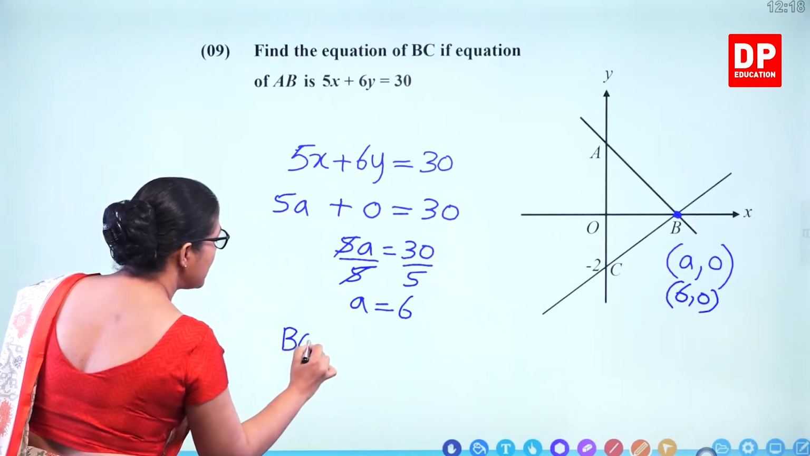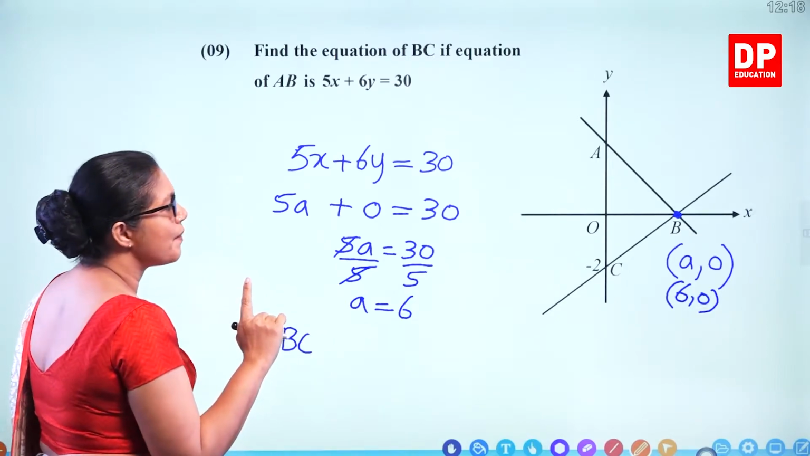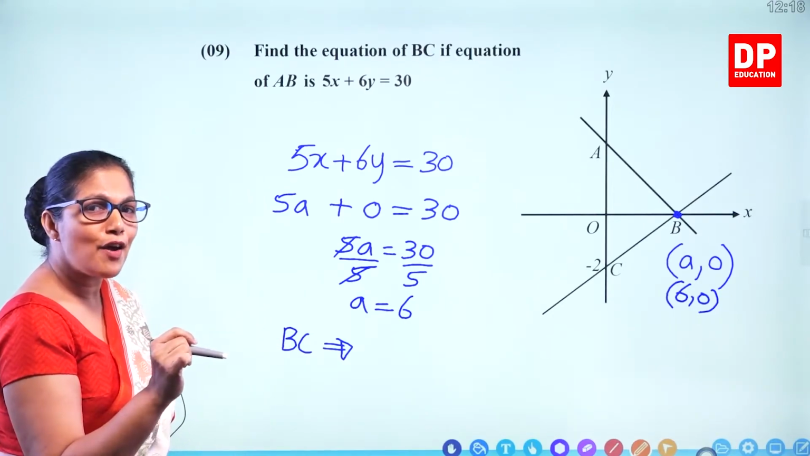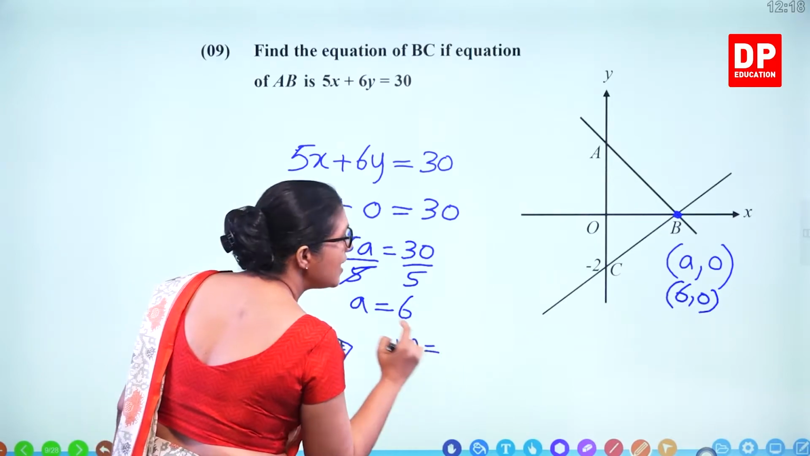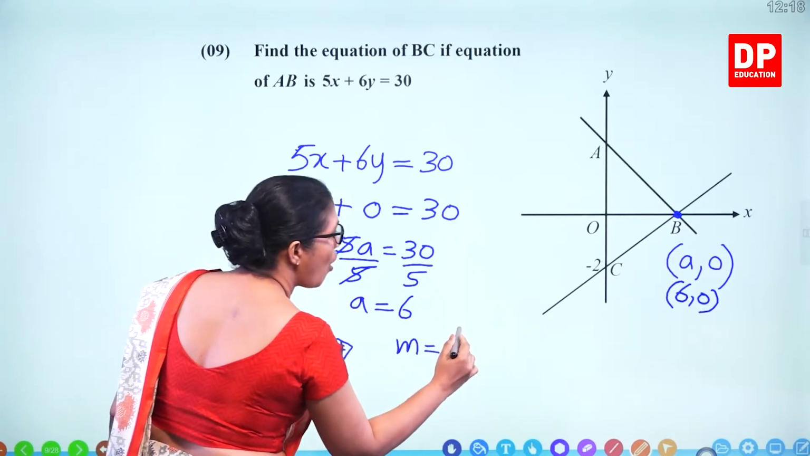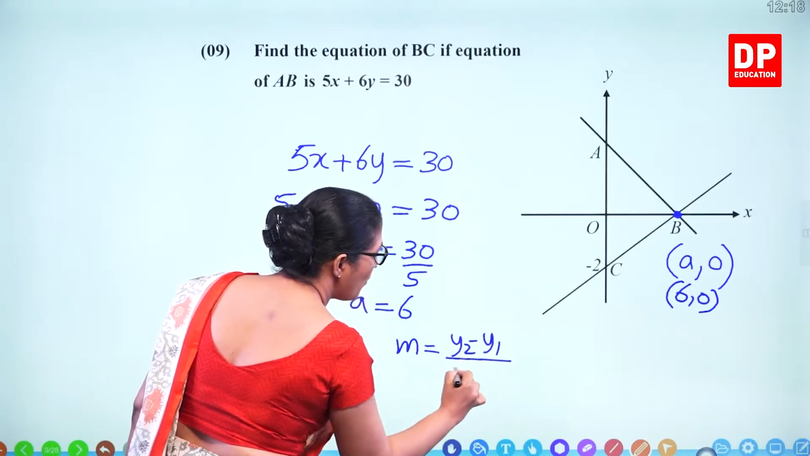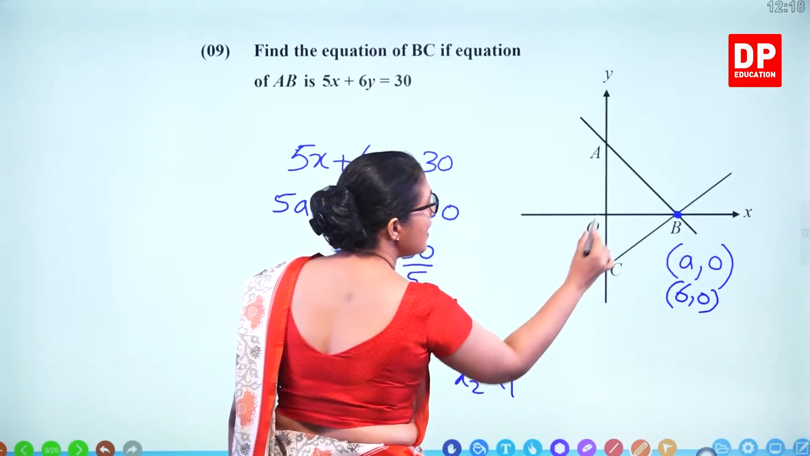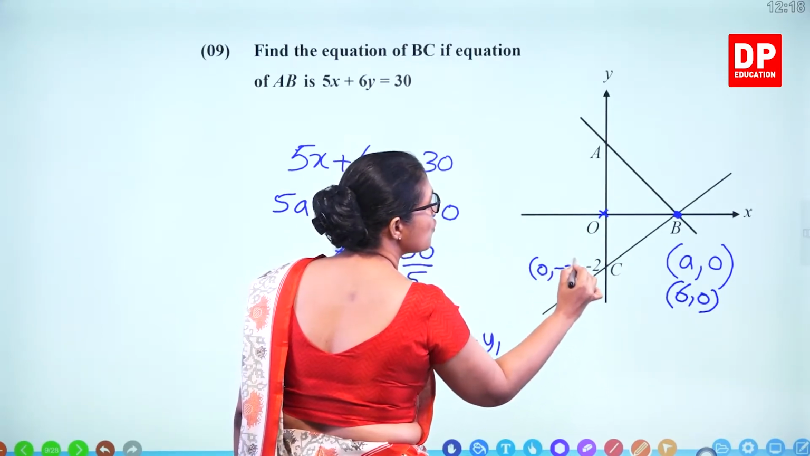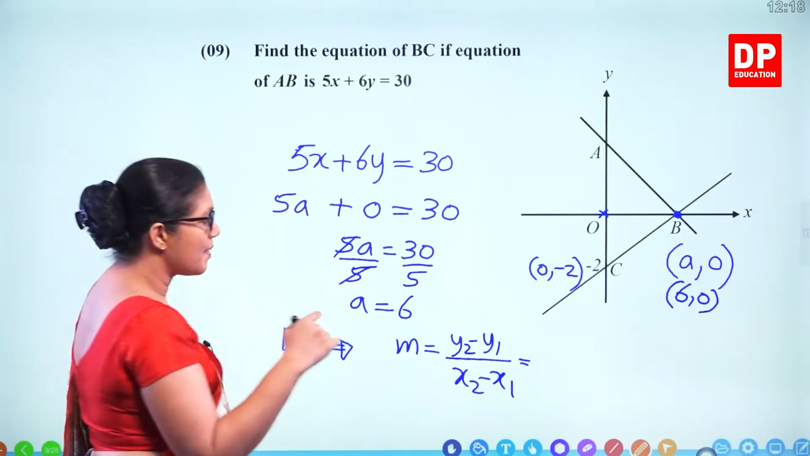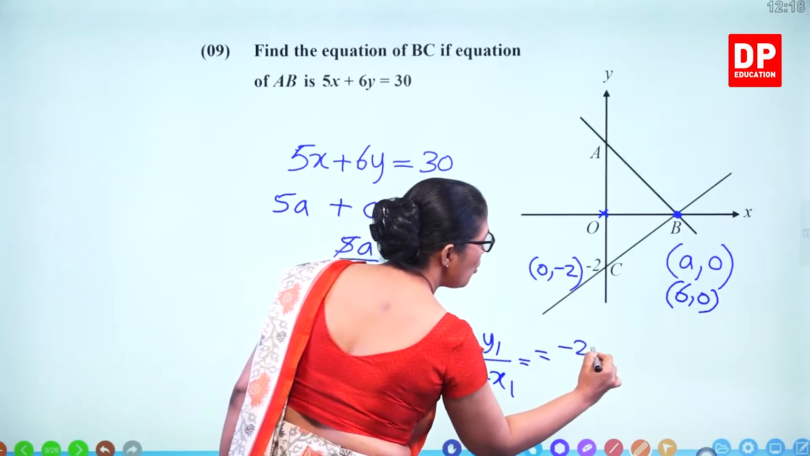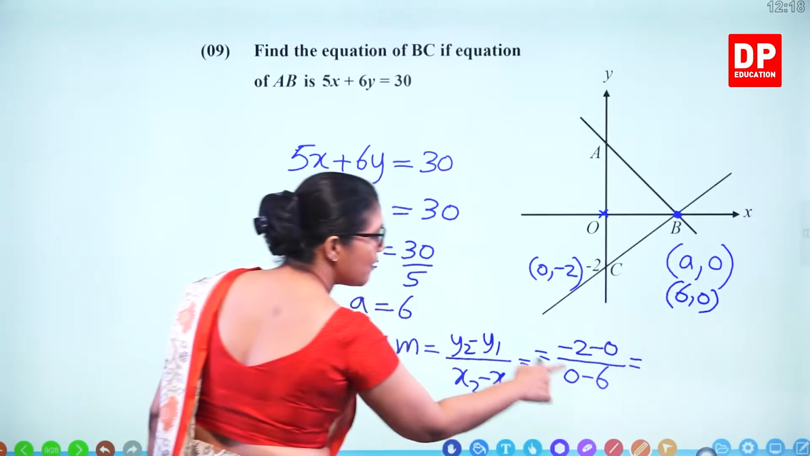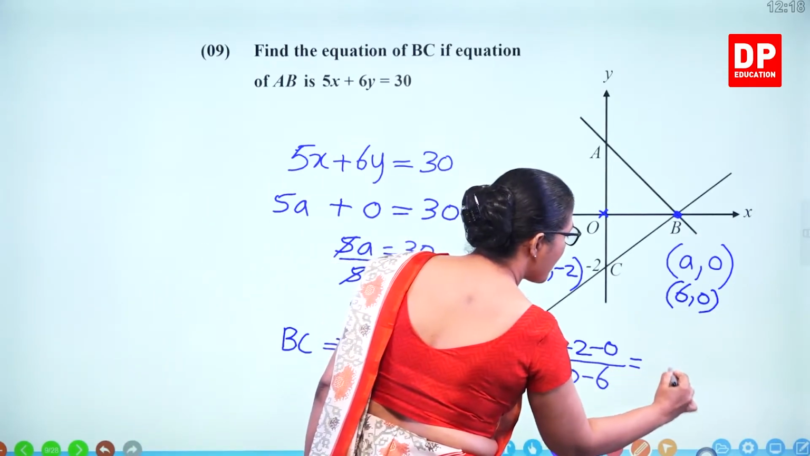So what is the equation of BC? We need to find the gradient of that. If you know 2 points, how do you find the gradient? The difference between the y coordinates, y2 minus y1, over the difference between the x coordinates. This one is x equals 0, y is minus 2. Now take the difference: minus 2 minus 0 over 0 minus 6. When you simplify, minus 2 over minus 6 is 1/3.